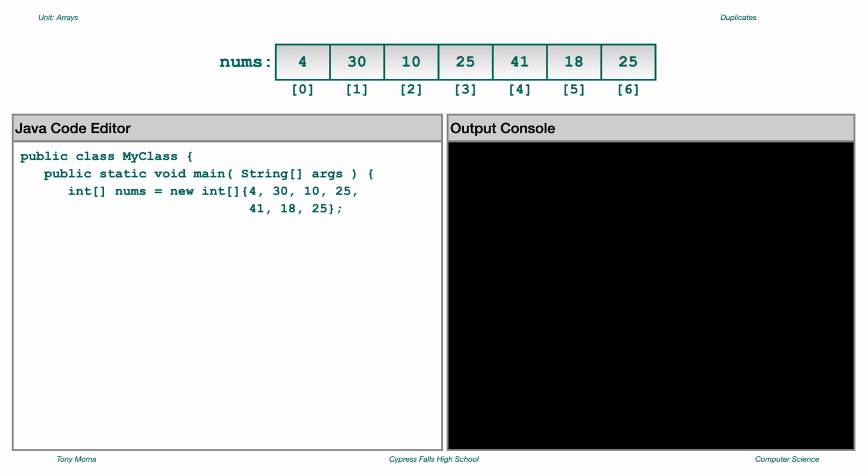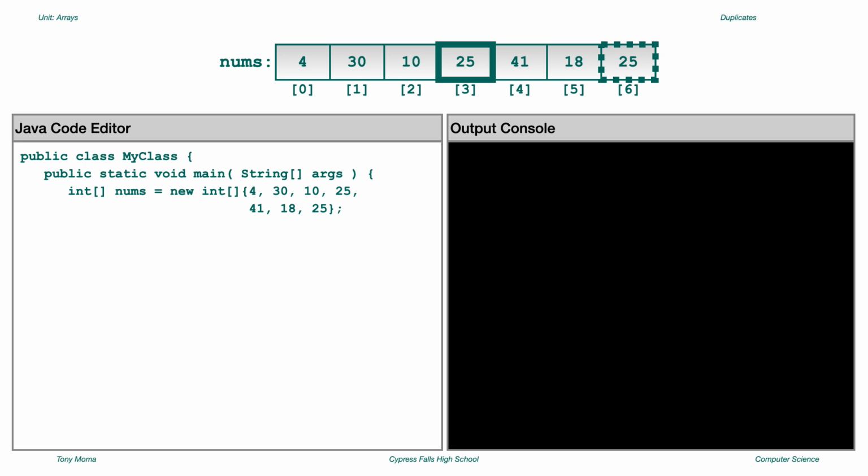Now the next VOI will be the value at index 3, 25. And once again, we compare forward. So we start comparing at index 4. Not equal, so we move on to index 5. Not equal, so we move on to index 6. We have found an equality. Thus, this array does contain duplicates.